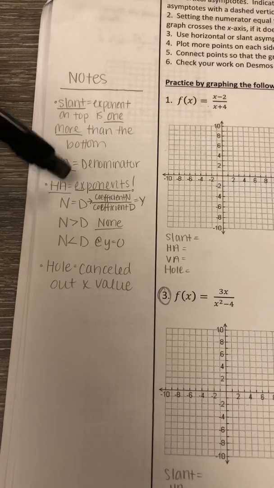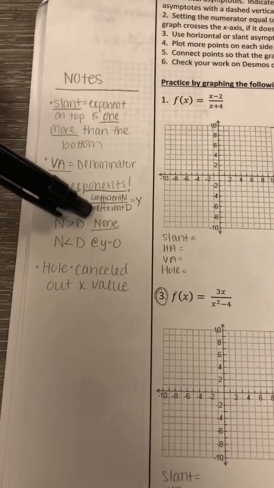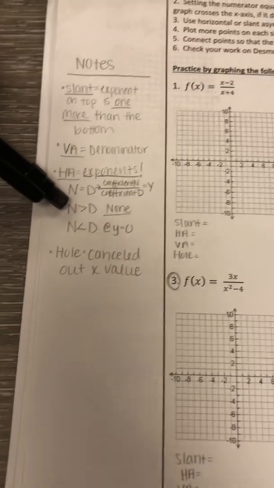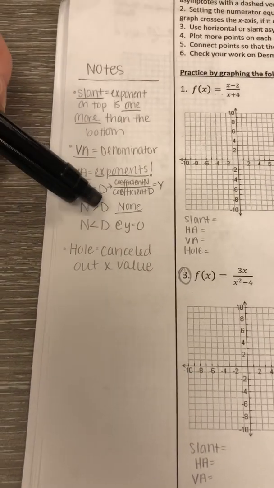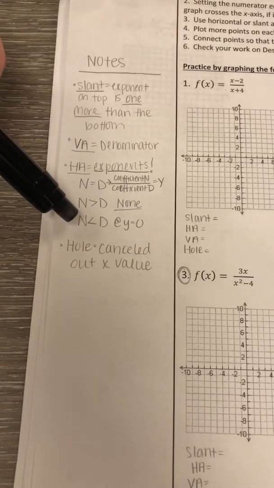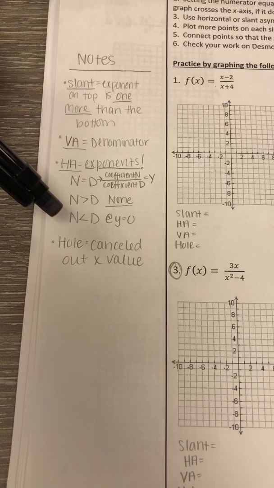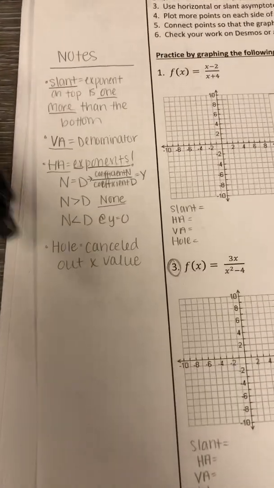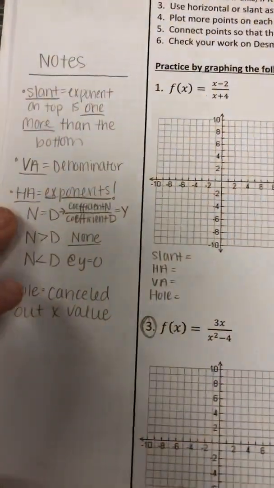When they are equal, then you put the coefficient of the numerator over the coefficient of the denominator. When the exponent of the numerator is greater than the denominator, there is no horizontal asymptote. And then when the exponent of the numerator is less than the denominator, then it's at y equals 0. All right, holes are always canceled out x values from the top and the bottom.